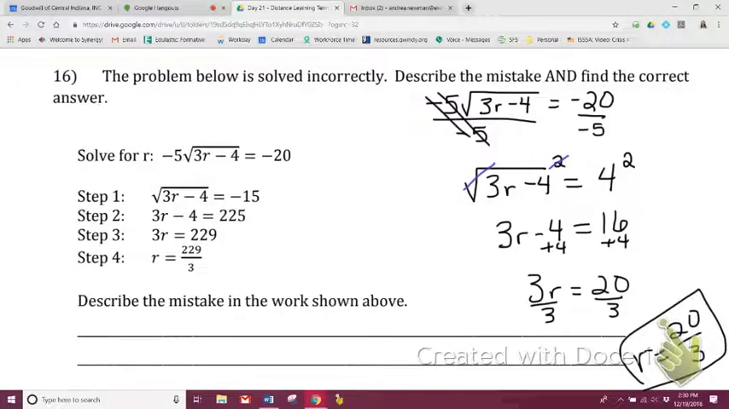On your answer line, write r equals 20 over 3. Then we have to figure out what they did wrong. They subtracted the 5 instead of multiplying. Yep. So in step 1, they added the 5 when they should have divided.